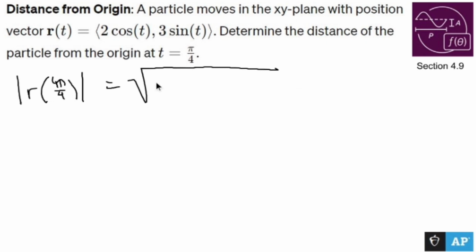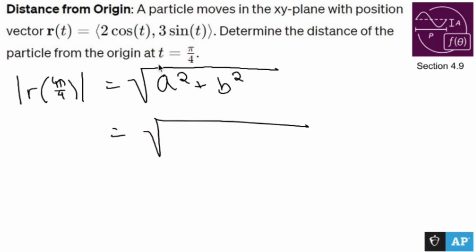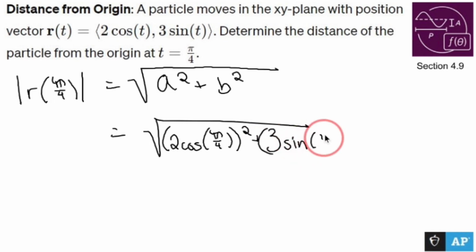It's going to be r of, I guess we'll do the a version. I'll just write it out like this: a squared plus b squared. I don't want to overcomplicate anything. Where in this case, a squared is going to be (2 cos t, which is pi over 4) squared, plus (3 sine t, which is pi over 4 again) squared. And let's scooch you over.